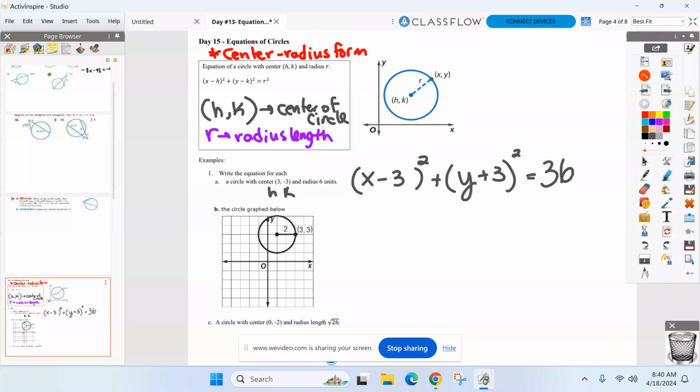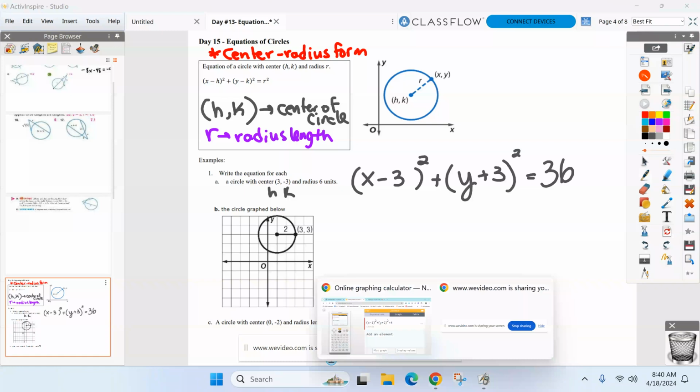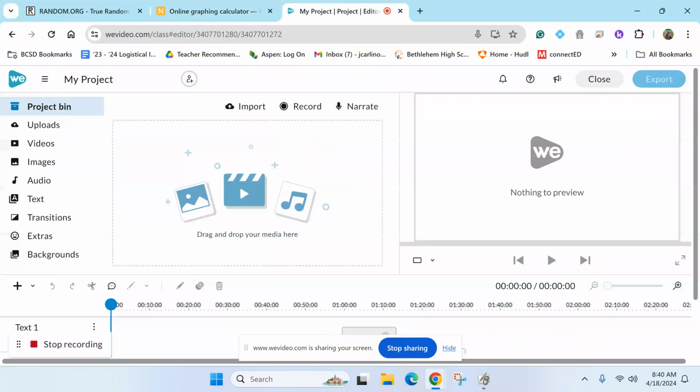Now I'm going to give you a graph. What's the equation of this circle I graphed? All right, well, I need the center first. So somebody, can you pluck off the center? It's not 3, 3. 3, 3 is on the circle. Somebody pluck off the center there.